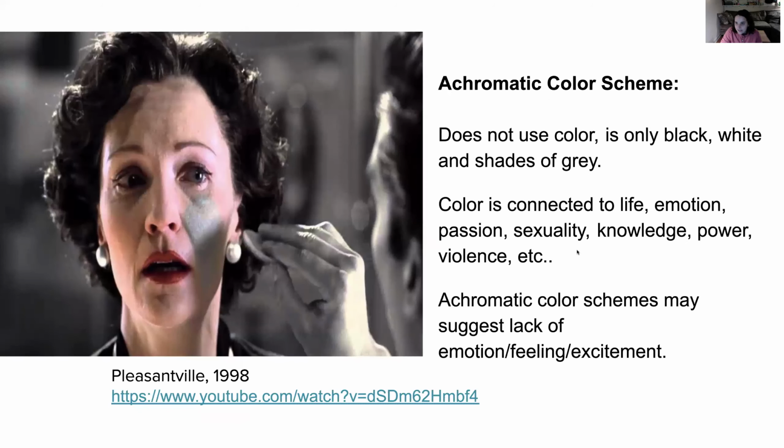In the movie Pleasantville, all of the characters started out in black and white, and they eventually turned into color. So color was connected to this loss of innocence. When the characters experienced moments of emotion, of passion, sexuality, knowledge, power, violence, they went from black and white to being in color. So color is connected, again, to emotion. So here we are kind of going back to the beginning as I started talking about it, emotion and life.